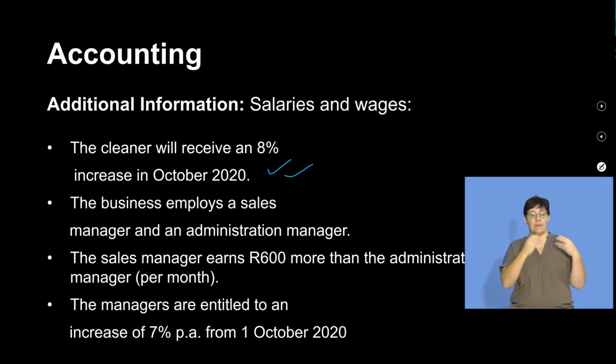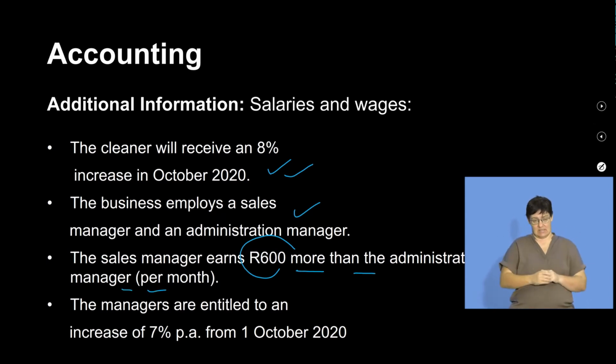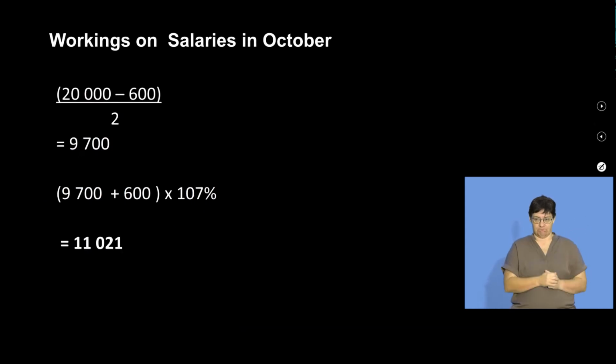We sorted it out. The business employs a sales manager and an administration manager. So there are two managers that are employed by the business. The sales manager earns 600 Rand more than the admin manager per month. The managers are entitled to an increase of 7% with effect from the 1st of October 2020. Okay, let's do our calculation.